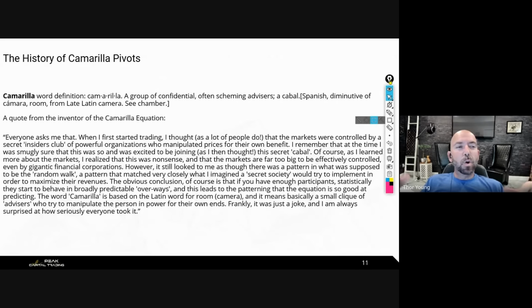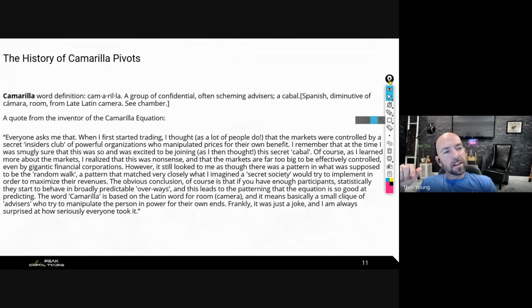So basically, a quote from the inventor, and I'm using quotes, right, on the Camarilla equation. This was from an interview with Nick Scott. "Everyone asks me that. When I first started trading, I thought, as a lot of people do, that the markets were controlled by a secret insider club of powerful organizations who manipulated prices for their own benefit. I remember that at the time, I was smugly sure that this was so and was excited to be joining, as I then thought, this secret cabal, of course.